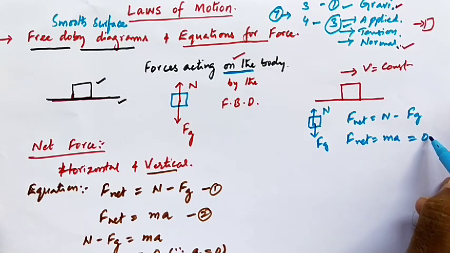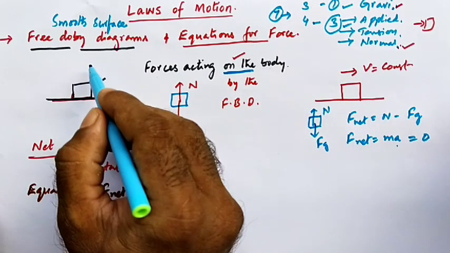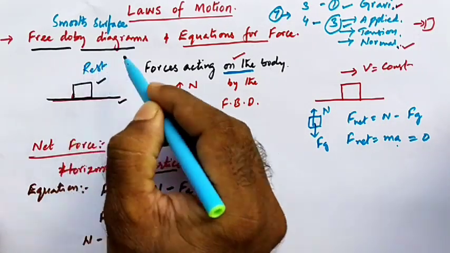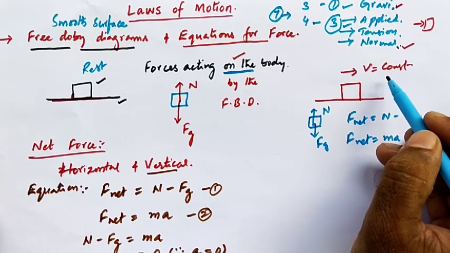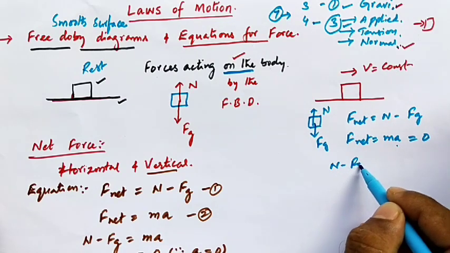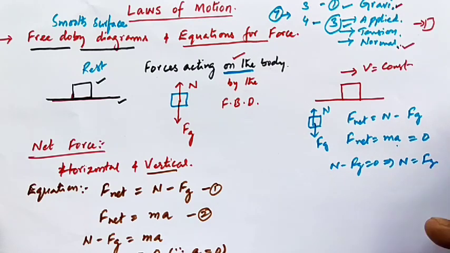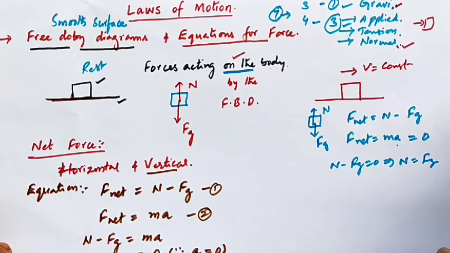That is equal to 0 since the acceleration is 0 because the speed is constant. Here the body is at rest. Here the body is moving with constant speed, meaning uniform motion. So from these two equations one can write N minus Fg is equal to 0, N is equal to Fg. Understood? So very simple.